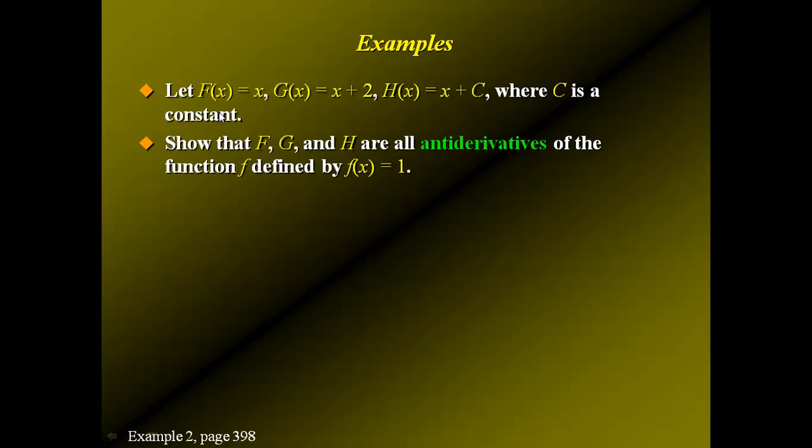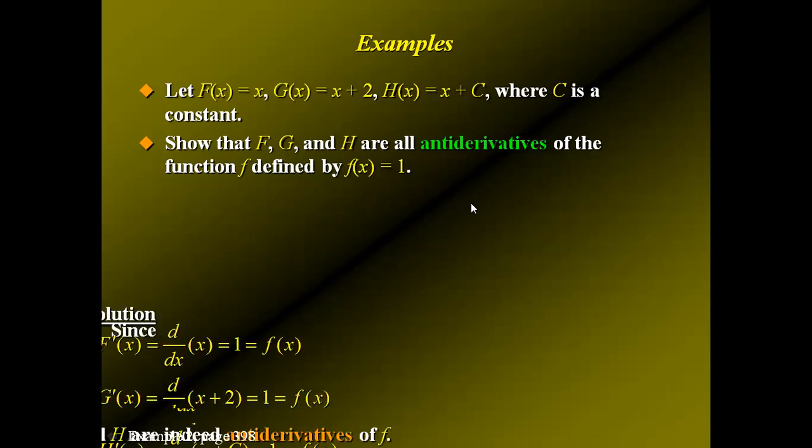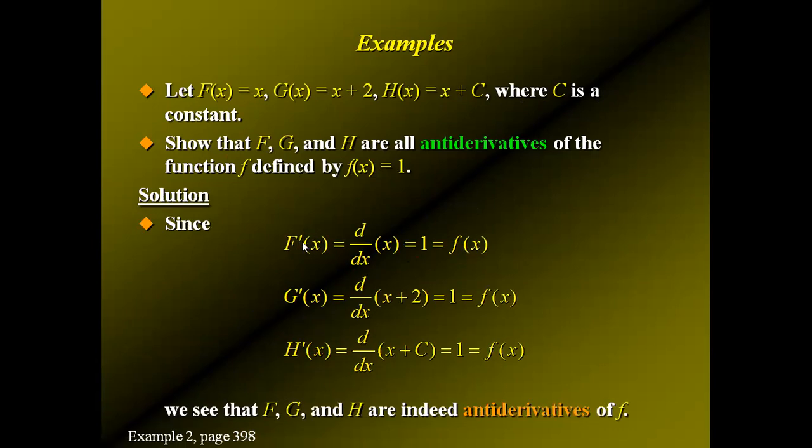Now, example: capital F of x equals x, Z of x equals x plus 2, H of x equals x plus c, where c is a constant. Now show that F, Z, H are antiderivatives of the function f defined by f of x equals 1. Suppose we are given a constant function f of x equals 1. Then we have to show that capital F, Z, H are all antiderivatives. How? Since capital F of x means x, differentiation of x is 1. This 1 means what? Small f of x.